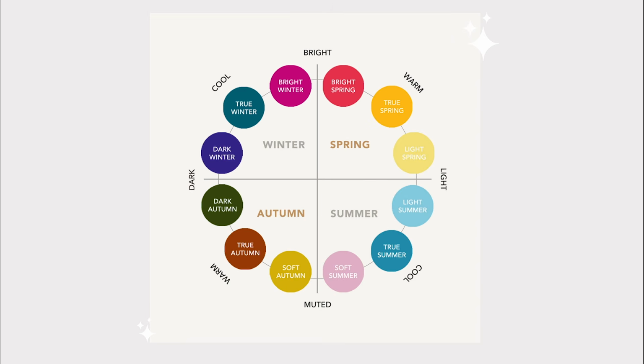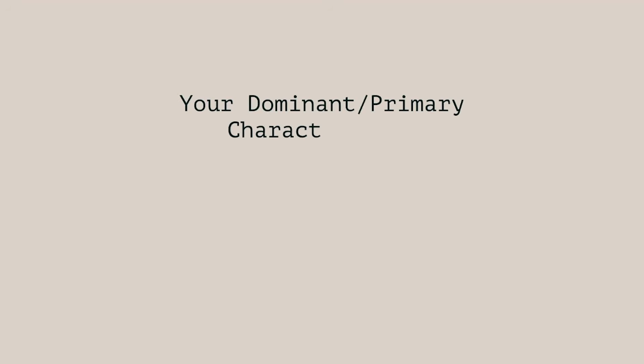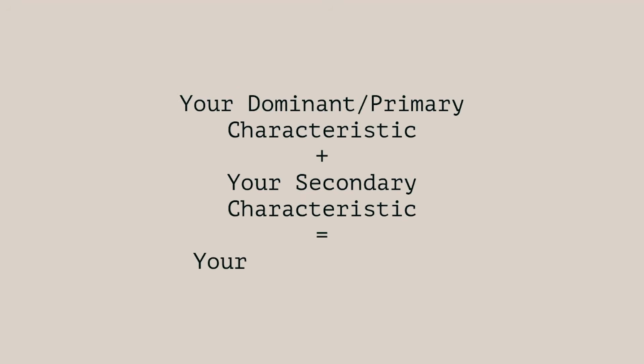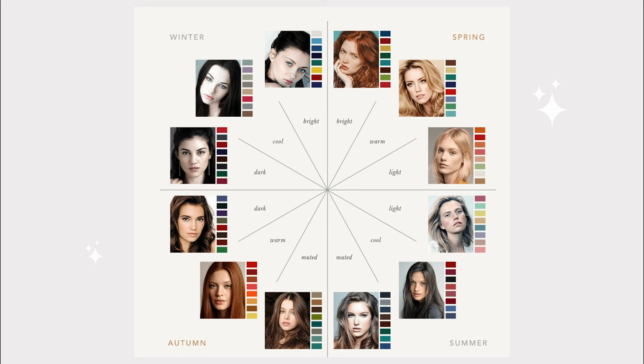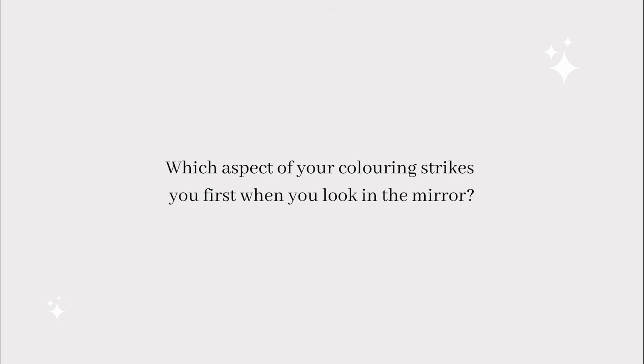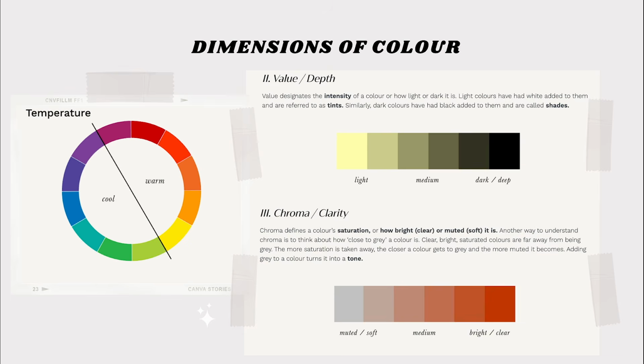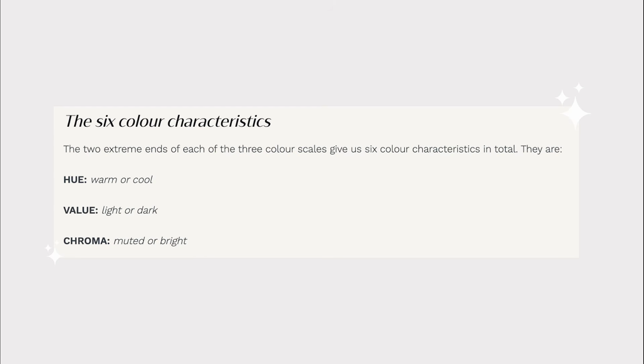Now that we know what we are looking for, we can determine your color season. First, we will identify your dominant characteristic and then your secondary characteristic. The dominant characteristic is the aspect of your natural coloring that dominates your overall appearance. So ask yourself, which aspect of your coloring strikes you first when you look in the mirror? Remember that your dominant characteristic can sit on any of the 3 color dimensions and is one of the 6 color characteristics. Let's go through these characteristics briefly.